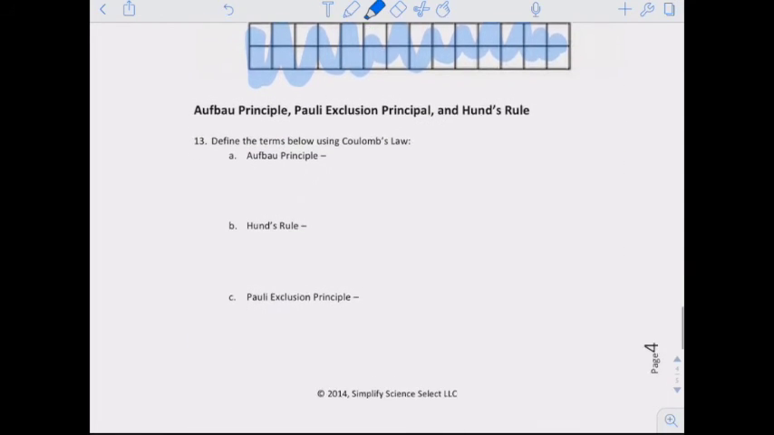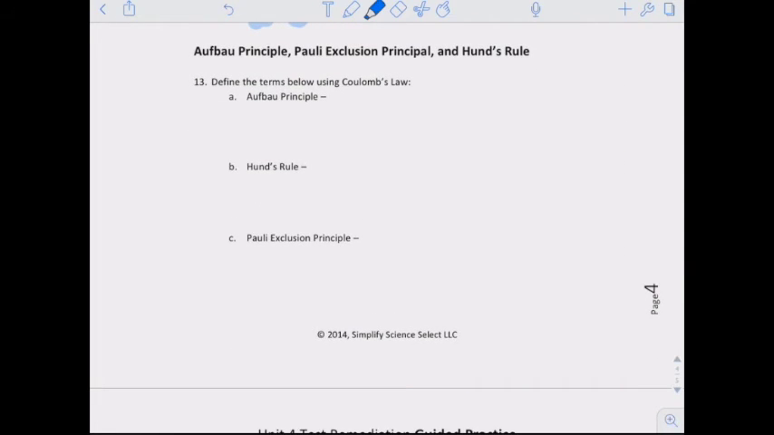Moving on to the Aufbau principle, Pauli exclusion principle and the Hund rule. When we're looking at these, it says define the terms below using Coulomb's law. The Aufbau principle states that we fill electrons from the lowest energy to the highest energy. When we're thinking about Coulomb's law, those electrons are going to be attracted to the nucleus the closer that they are to it, and so therefore those protons will pull in those electrons to the lowest energy possible.